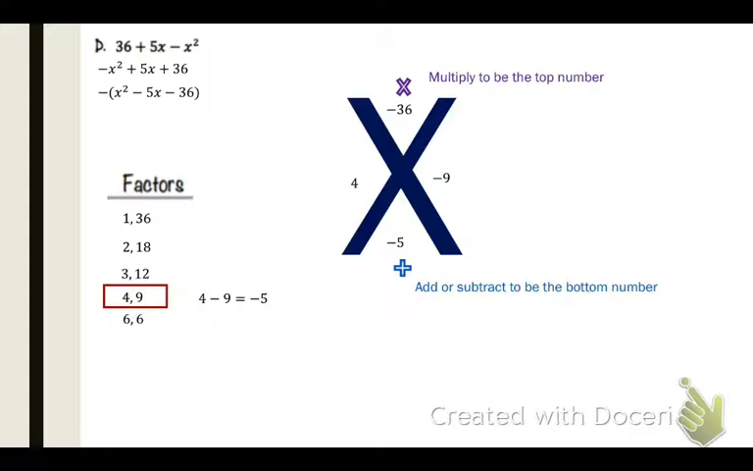Golden. All right? So then we just put them in the parentheses. So it's x plus 4 and x minus 9. The only thing we're forgetting is that negative that we pulled out at first. And that's our final answer. Okay? Hopefully this makes sense.